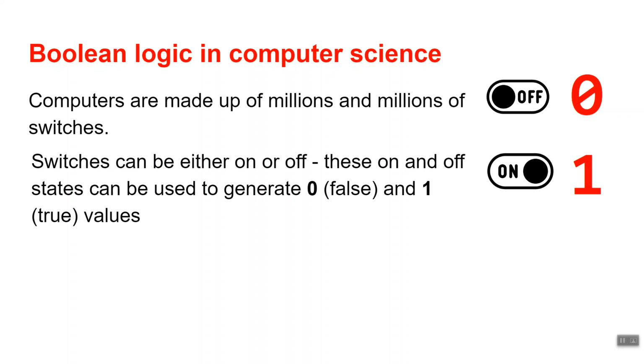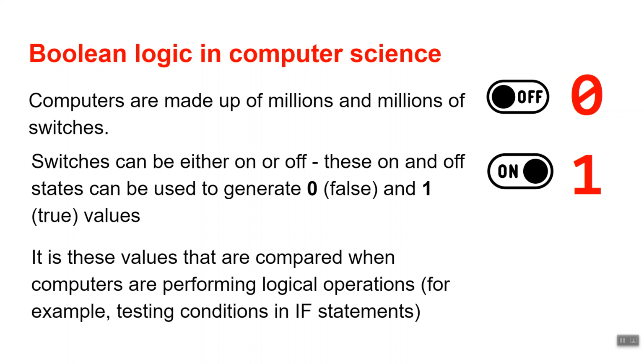And then how it works is that we can group these values. These individual binary values can be grouped together, and then they give us binary numbers. But what we're really looking at is the process of using Boolean logic to compare and evaluate these values. We can also use logic gates as something called an input mask, which is something we'll look at in year 13. But it's these values that are compared when computers are performing logical operations.